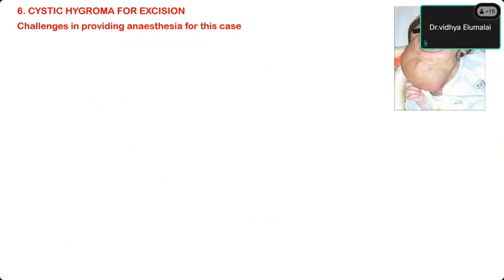Here again, the diagnosis given is a cystic hygroma for excision. Challenges in providing anesthesia for this case. Pediatric age, difficult airway. Very good. Such a huge swelling. Difficult positioning, difficult airway in all the ways, sir. Bag mask ventilation, intubation, front of neck access. Yeah, that's agreed. Anything else?